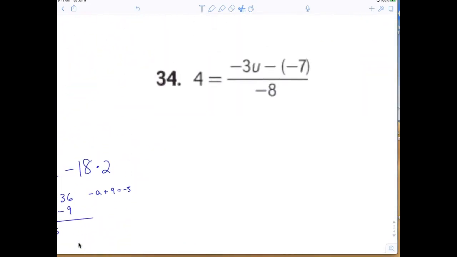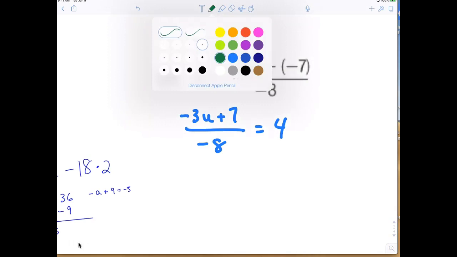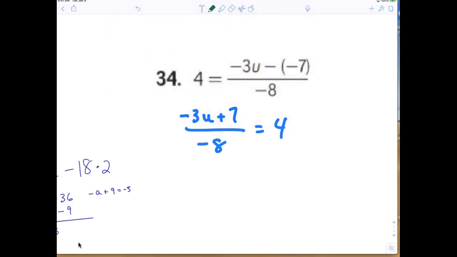Now when you're writing this one, my recommendation is to write it properly. Negative 3u plus 7 divided by negative 8 equals 4. Does anybody have any questions with that? Now we did say that this is a case where we want to eliminate the division first. So what do I have to do to both sides of the equation? Multiply by negative 8, whoever said that.